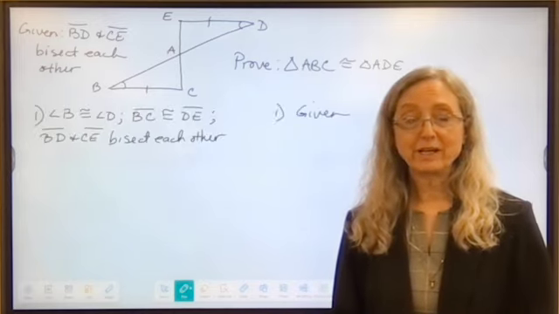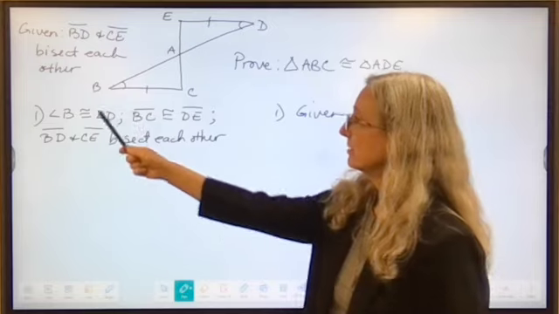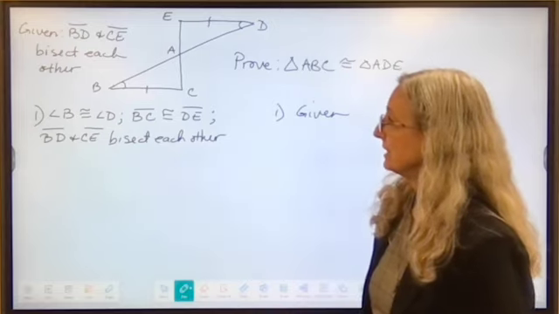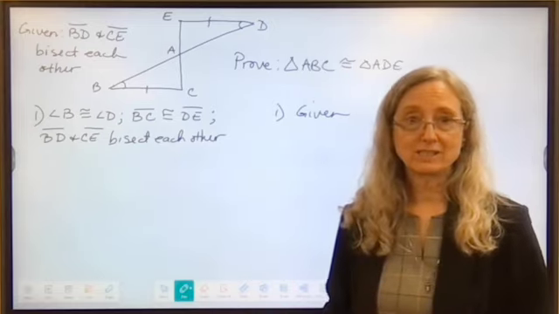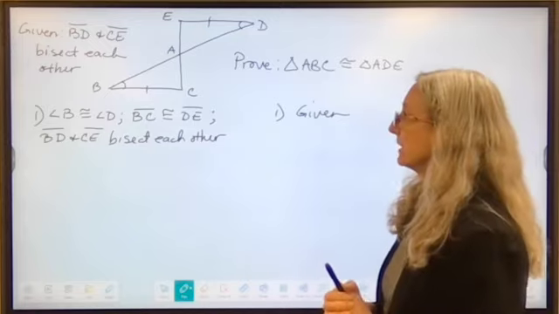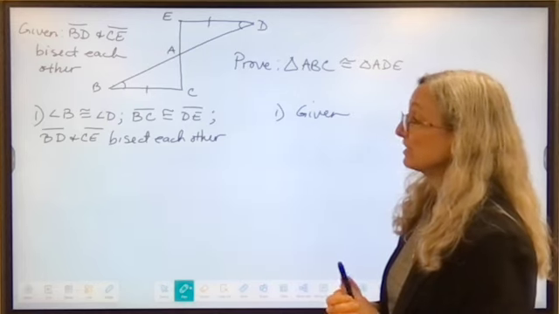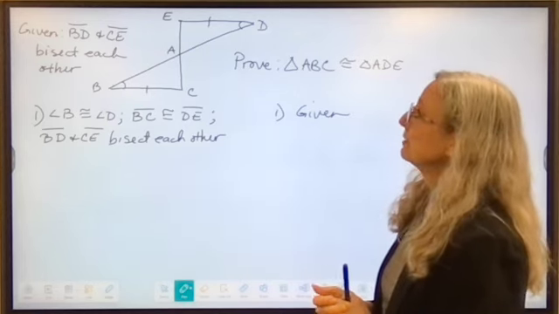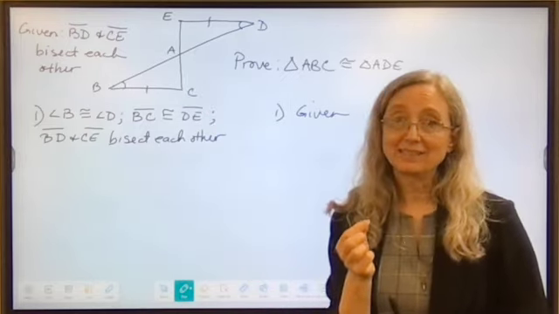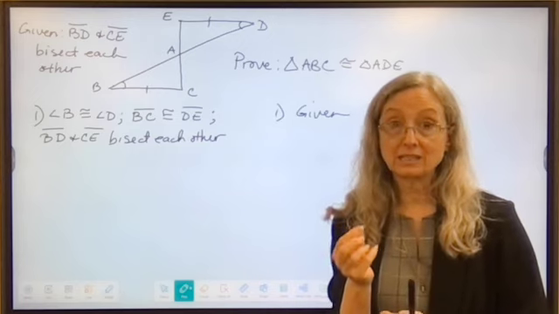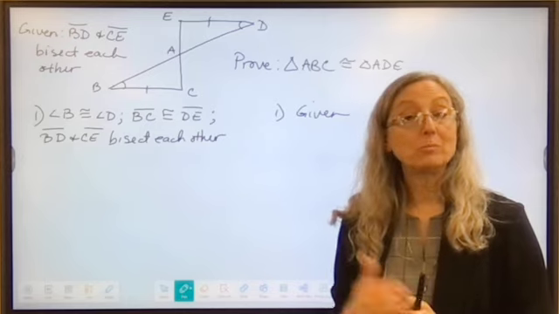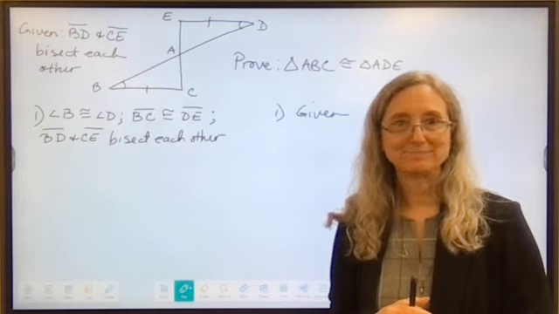So here's step 1 of my 2-column proof. I've listed my angles, the sides that were given in the diagram, and my given statement about BD and CE, those segments bisecting each other, and said that that's given. Now, what do I know because of this? If BD and CE bisect each other, then point A has to be exactly in the middle, because that's what a bisector does. It cuts something exactly in half. So point A must be the midpoint. So I'll make that my next statement.